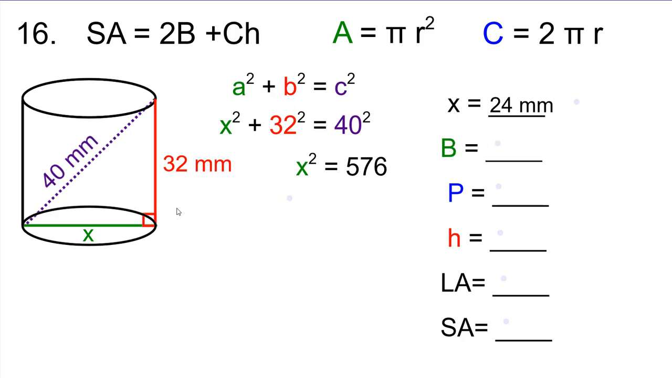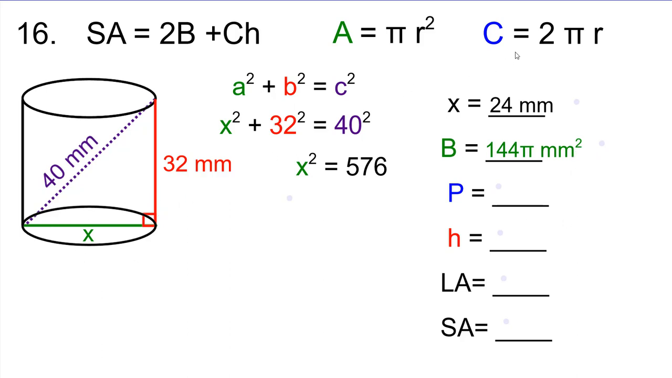For b, that's going to be the area of the base. Now this is obviously a circle for the base, and it's the same base here as we have up here, right? So the diameter is 24, so the radius is 12. To find the area, it's pi times the radius squared. So 12 squared would be 144 pi millimeters squared. Should be squared, yeah.